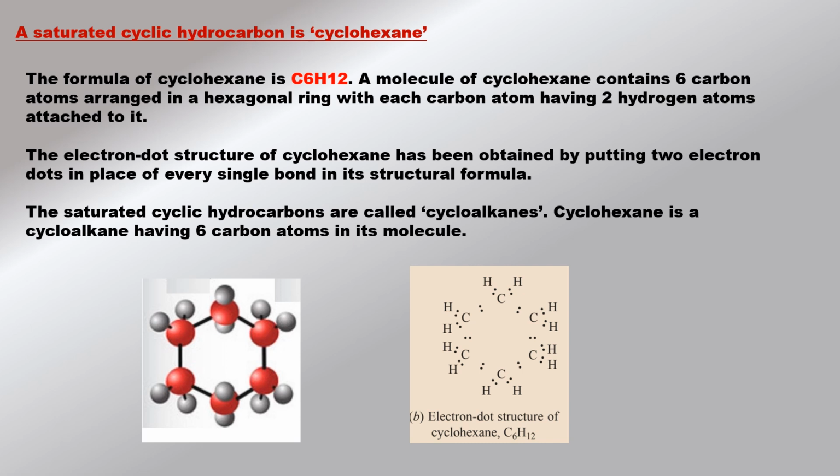The saturated cyclic hydrocarbons are called cycloalkanes. Cyclohexane is a cycloalkane having 6 carbon atoms in its molecule. We can also have cycloalkanes with less than 6 carbon atoms in the ring. Thus, the cycloalkane having 3 carbon atoms in the ring is called cyclopropane. The cycloalkane with 4 carbon atoms in the ring is called cyclobutane, whereas the cycloalkane having 5 carbon atoms in the ring is called cyclopentane.